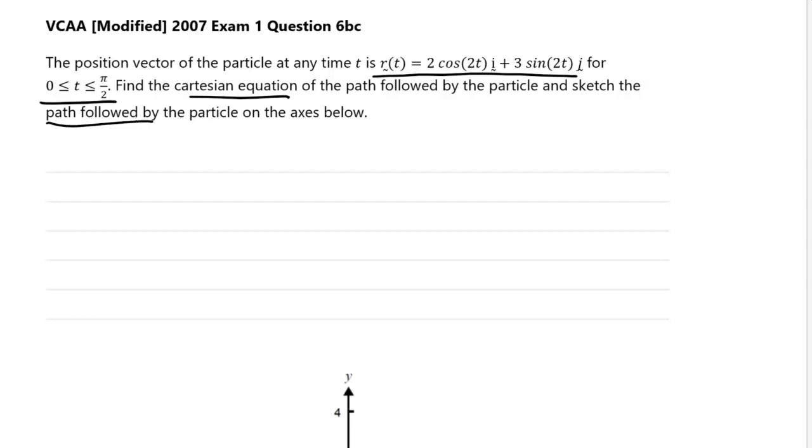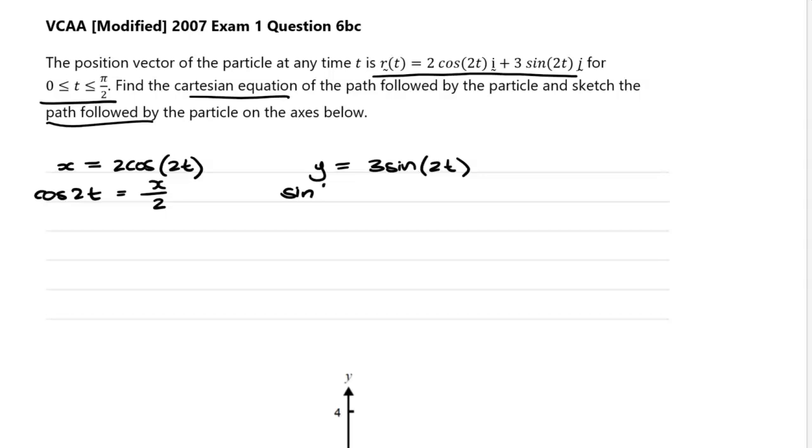Okay, so let's extract those parametric equations. Let's just write x instead of x of t because we're going to be rearranging. So x will be 2 cos of 2t. And we've got y is 3 sine 2t. Cos 2t is going to be x on 2. And we've got sine 2t. Sorry, having brackets then not having brackets, but just deal with it.